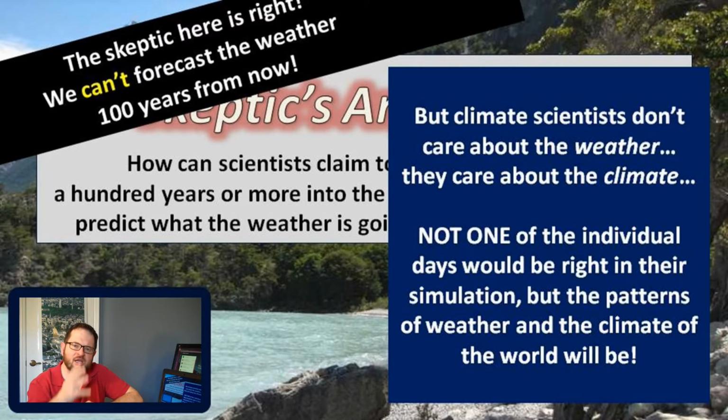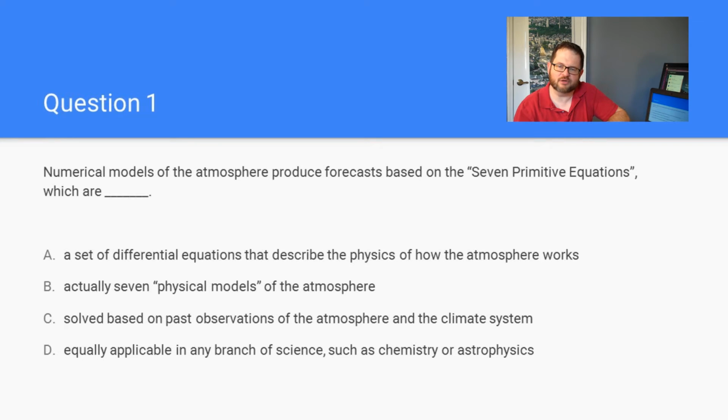And not one day in that 100-year run is right. Every single day will look very different than what the real world will be doing on January 1st, 2050. Or January 1st, 2060, or whatever. But that's not the point. The point is the climate that simulated weather is in will be fine. That's really interesting. That's really important.